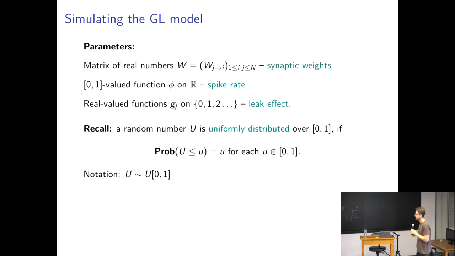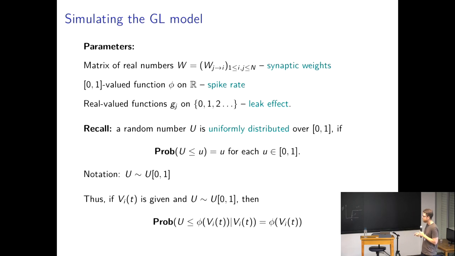It's just to say that U is a uniform random number, uniformly distributed over 0, 1, if the probability of being at most u is exactly u. This is why we use this during the talk.